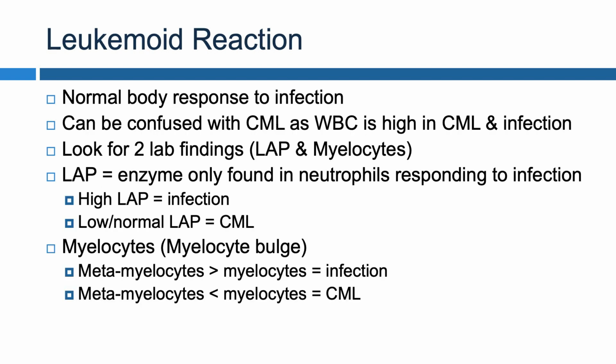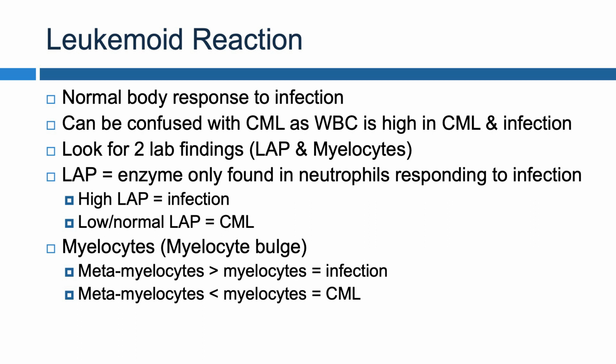One other topic we need to discuss is the leukemoid reaction, which is a normal response of the body to infection. So if we have a patient who has an elevated white blood cell count, we need to know if the white blood cells are there in response to infection or if they are there because of the leukemia. And the way that we will do this is by looking at two labs. Those are going to be the LAP and then the myelocyte level. So LAP is an enzyme that's only found in neutrophils that are responding to infection. So if the LAP is high, then we would have an infection. If the LAP is low, then we would know that that's going to be some sort of leukemia, most commonly going to be CML.